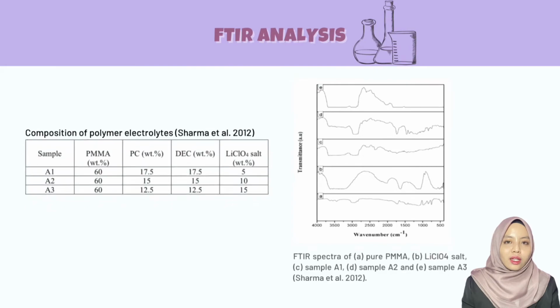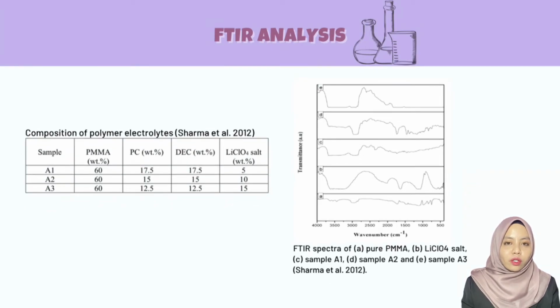Moving on to the FTIR analysis, this slide illustrates the FTIR spectra from Sharma et al. 2012 for pure PMMA, lithium perchlorate salt and 3 samples. For the polymer electrolytes, the bond stretching frequency at 1715 has changed to 1735, corresponding to C double bond O of PMMA. The bond stretching vibration of the plasticizer has been assigned at frequencies 1737 and 1457. The peak of the perchlorate anion at 968 found in polymer electrolytes suggests salt dissociation. As a result, the FTIR spectra analysis supports the formation of polymer electrolytes.